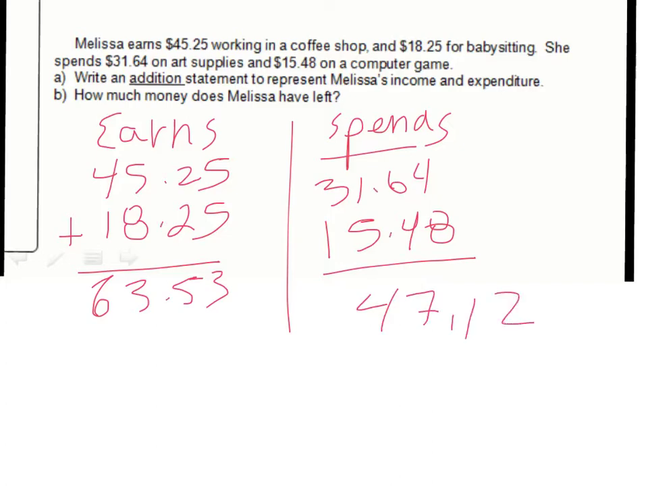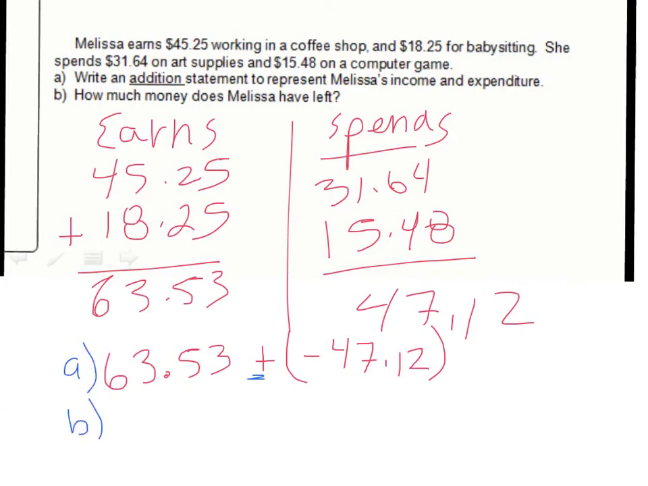And now we're asked to write an addition statement. So I go 63.53 is what she's earned. I'm going to add what she has spent, which is a negative 47.12. That's an addition statement. Addition statements have to have the adding sign, so there's A. And then B, how much does she have left? I just figure out what the actual addition statement says. The signs are different and I'm adding, so I keep the sign of the largest number and I subtract these. So 63.53 take away 47.12, and I get an answer of $16.41.